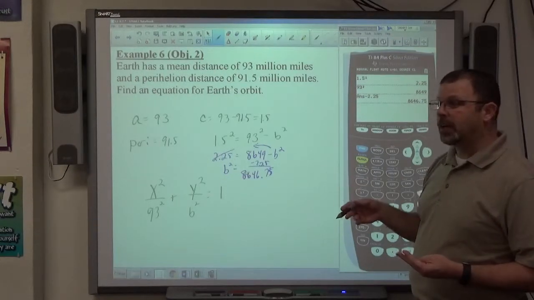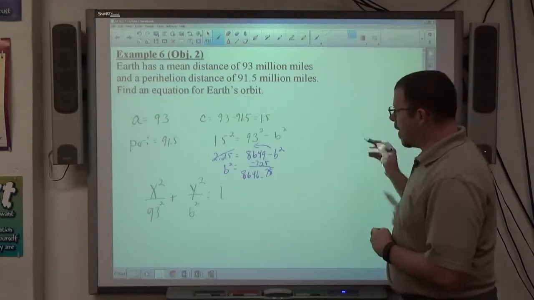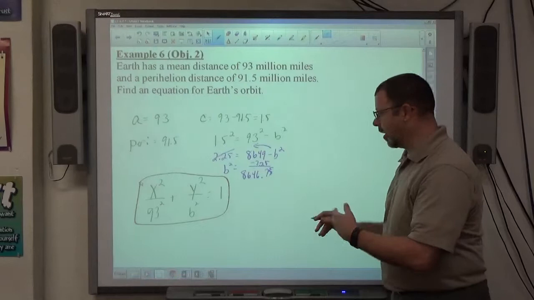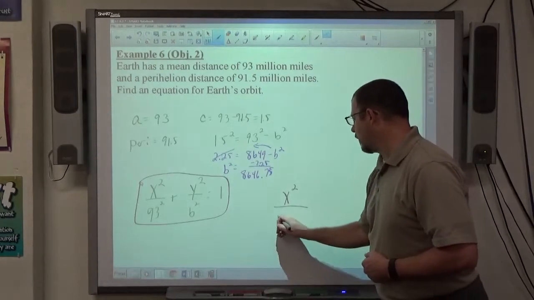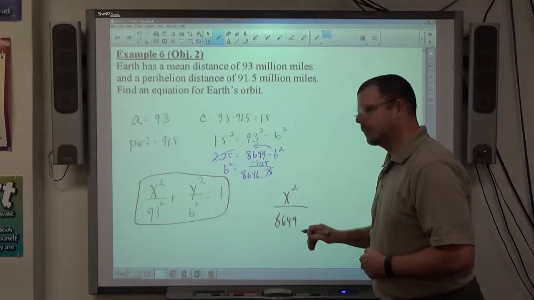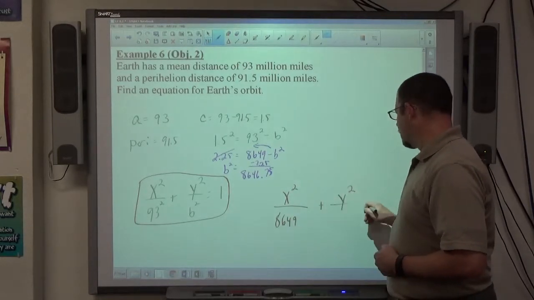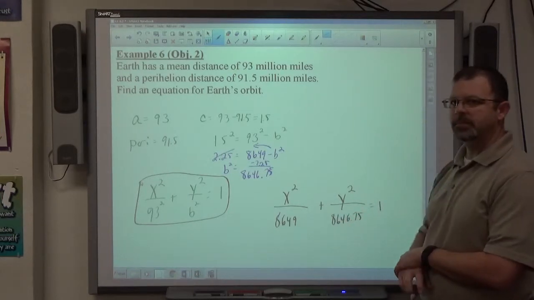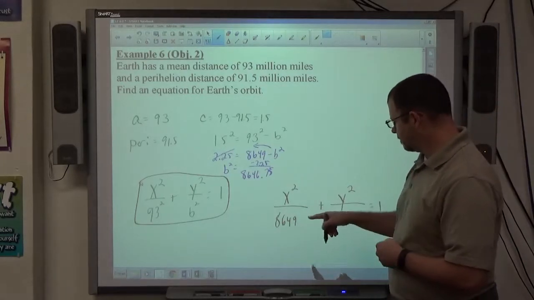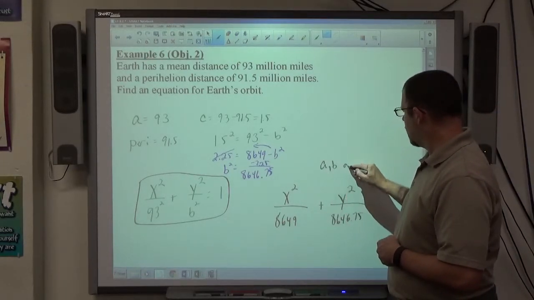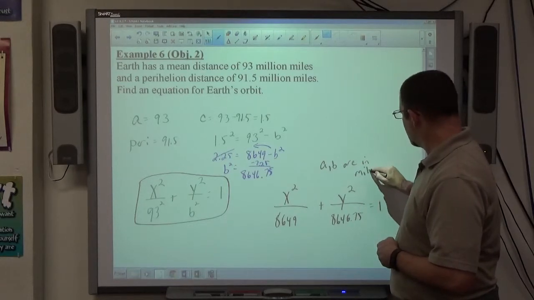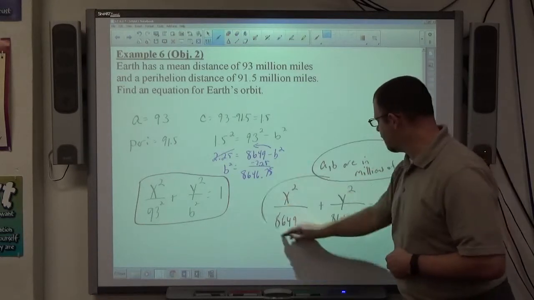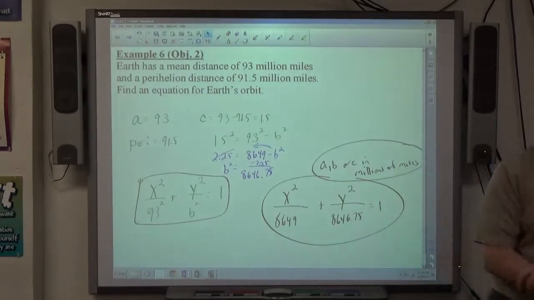I also have an a squared, right? So, going back here, here's my answer, I just don't have b squared in it yet. Then I want to write my good answer: x squared over 93 squared, I'm going to go with 8,649, plus y squared over 8,646.75 equals 1. And A and B are in millions of miles. Make an identification that your units are in millions of miles.